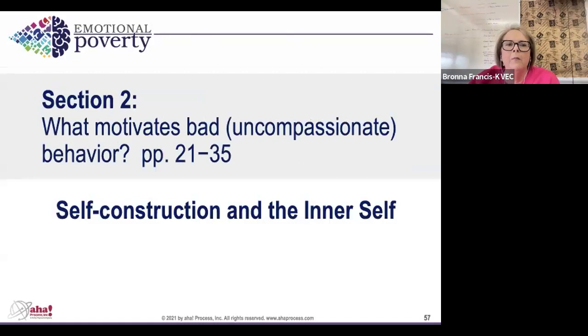Okay. What motivates bad behavior, self-construction, and inner self? The purpose of this section is just to understand what motivates bad behavior, and it's about self-construction. In other words, how does the amygdala get constructed? And we talked about that in our earlier session.